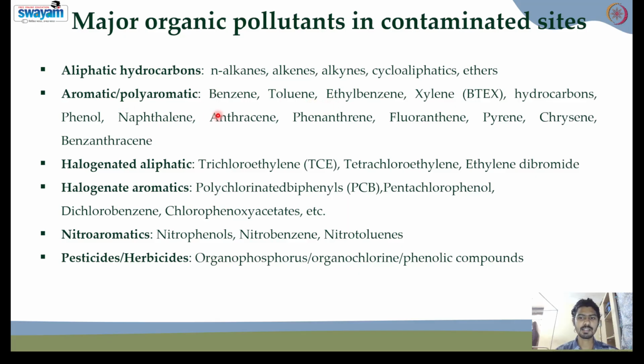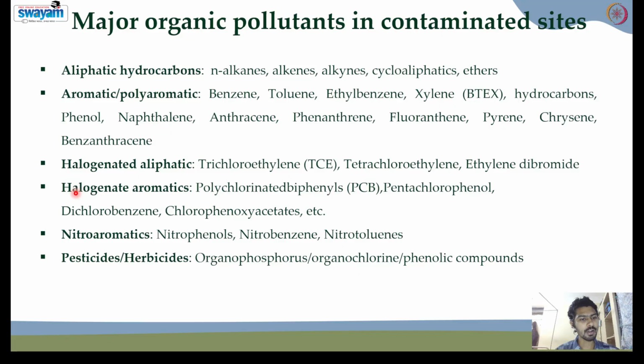Phenols, naphthalenes, etc. These are all aromatic rings. That is, they contain the benzene ring in their structure. Then we have the third class, halogenated aliphatics, where examples are trichloroethylene, tetrachloroethylene, ethylene dibromide. So they contain halogen atoms like chlorine, bromine in the aliphatic hydrocarbons.